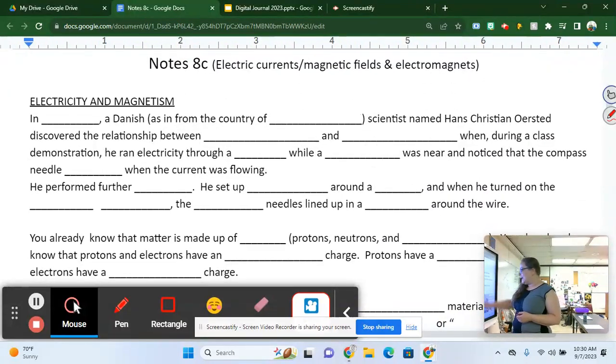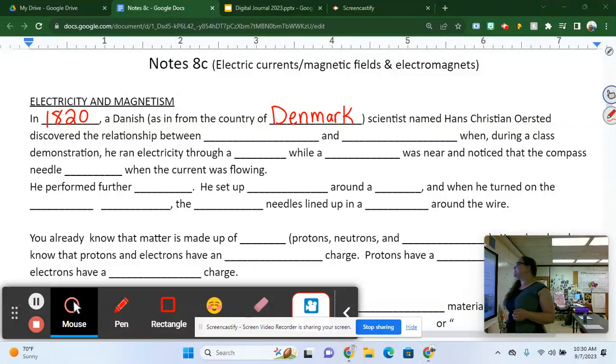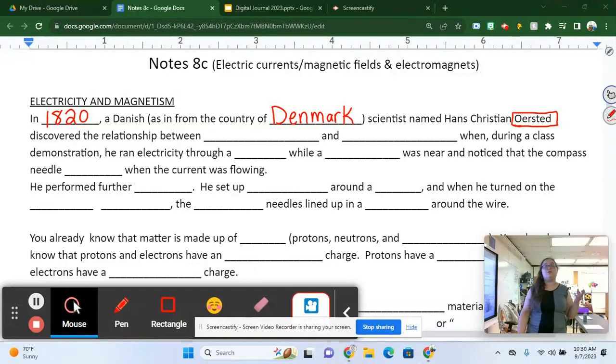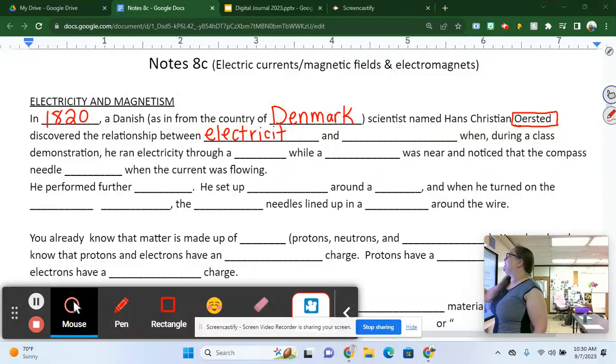All right, so in 1820, a Danish scientist, and Danish means that he's from the country of Denmark, named Hans Christian Ørsted. That's pronounced Ørsted. And it is likely that you are going to have his name on the SOL. I don't think you're going to need to know the year, but you might need to know his name, Ørsted, and that he's the one who discovered what he discovered. So what did he discover? He discovered the relationship between electricity and magnetism.